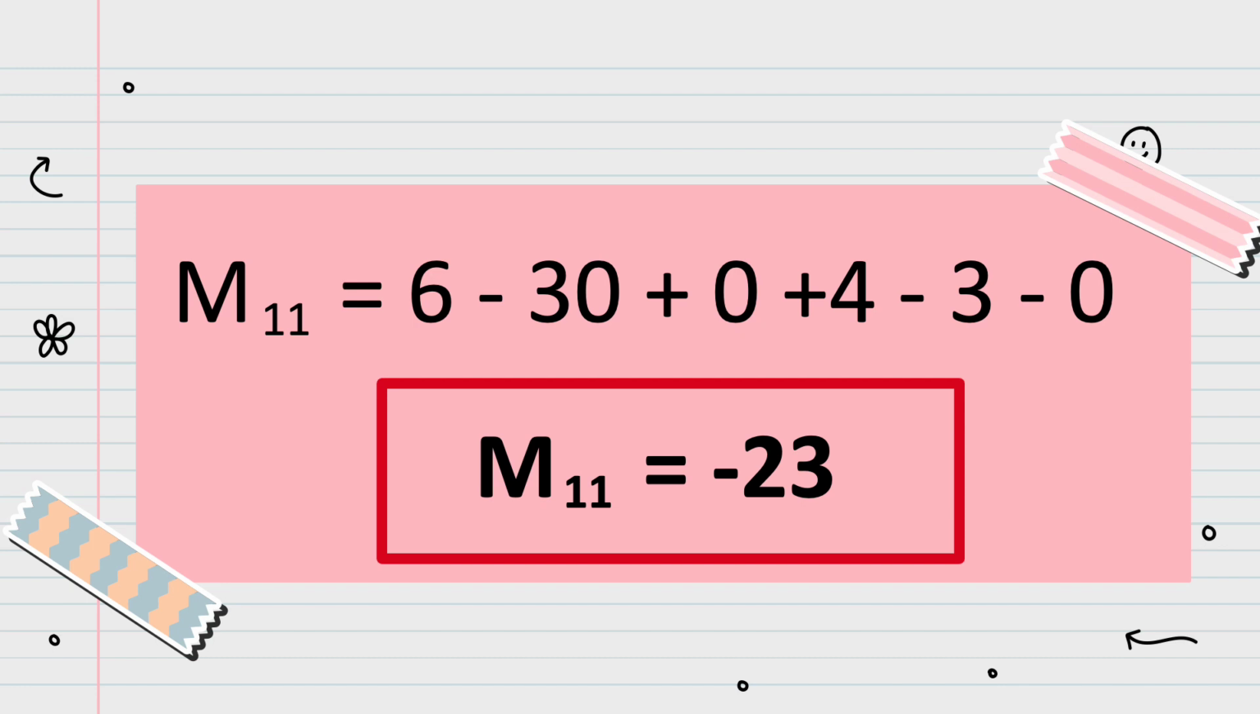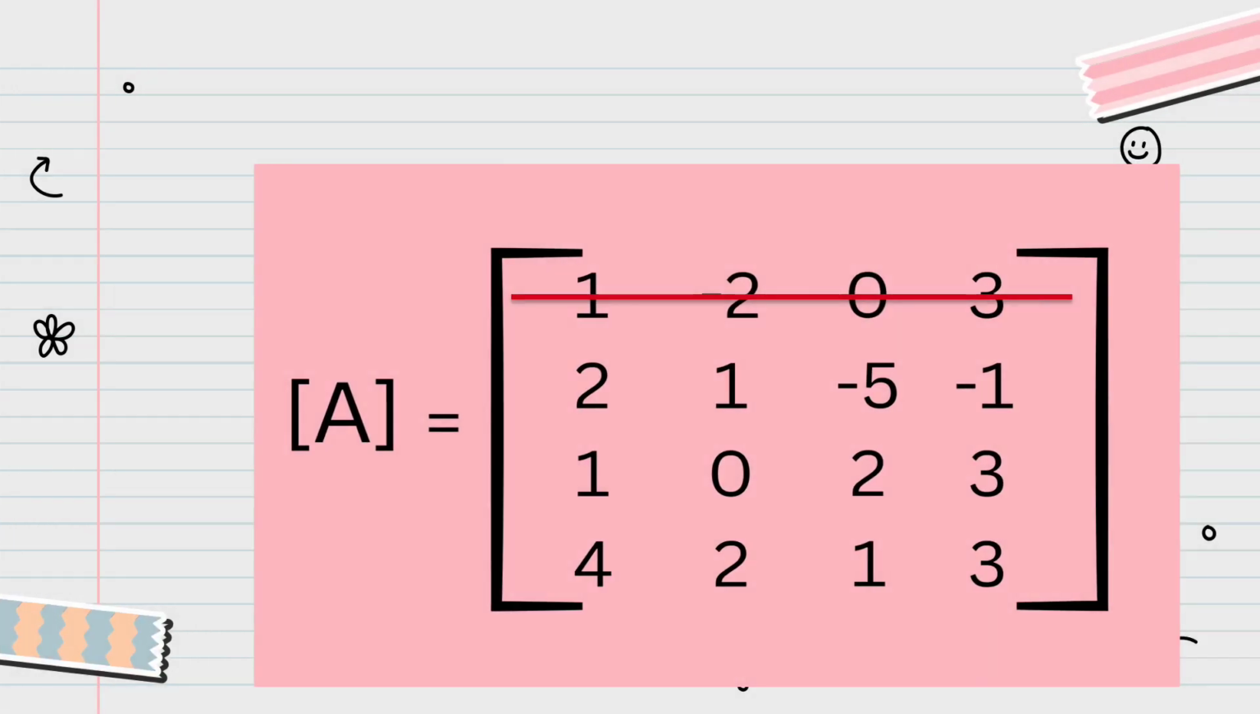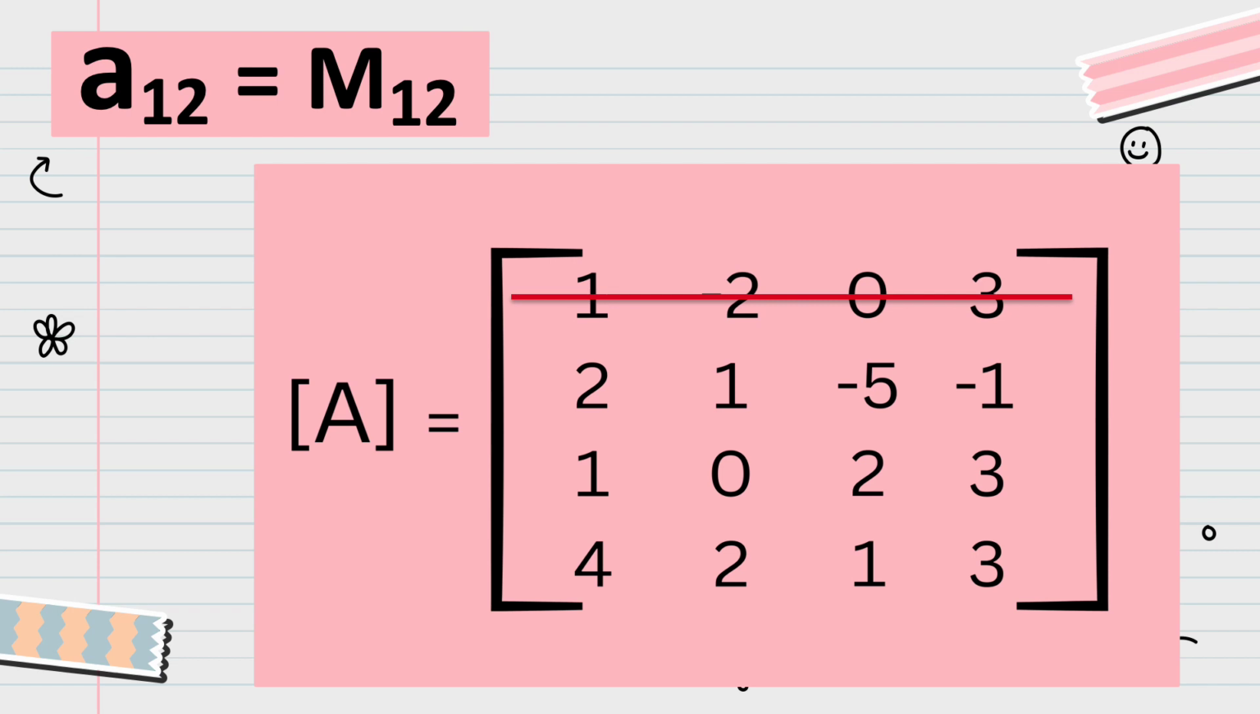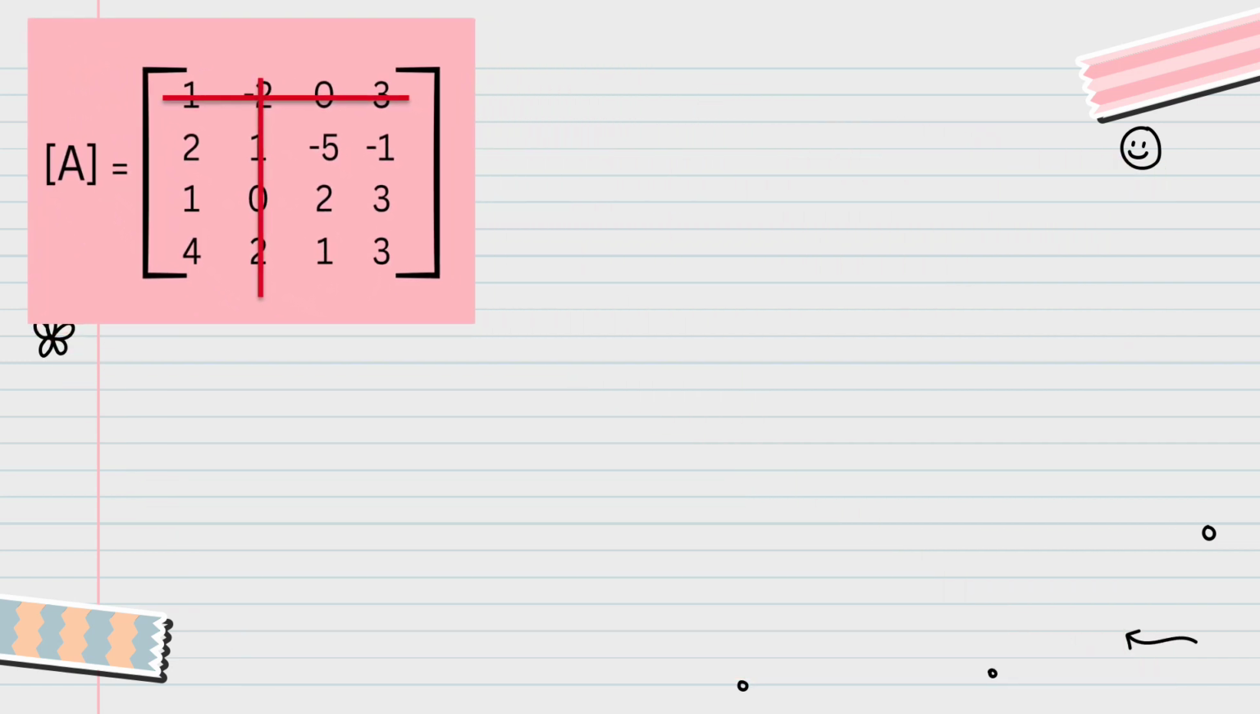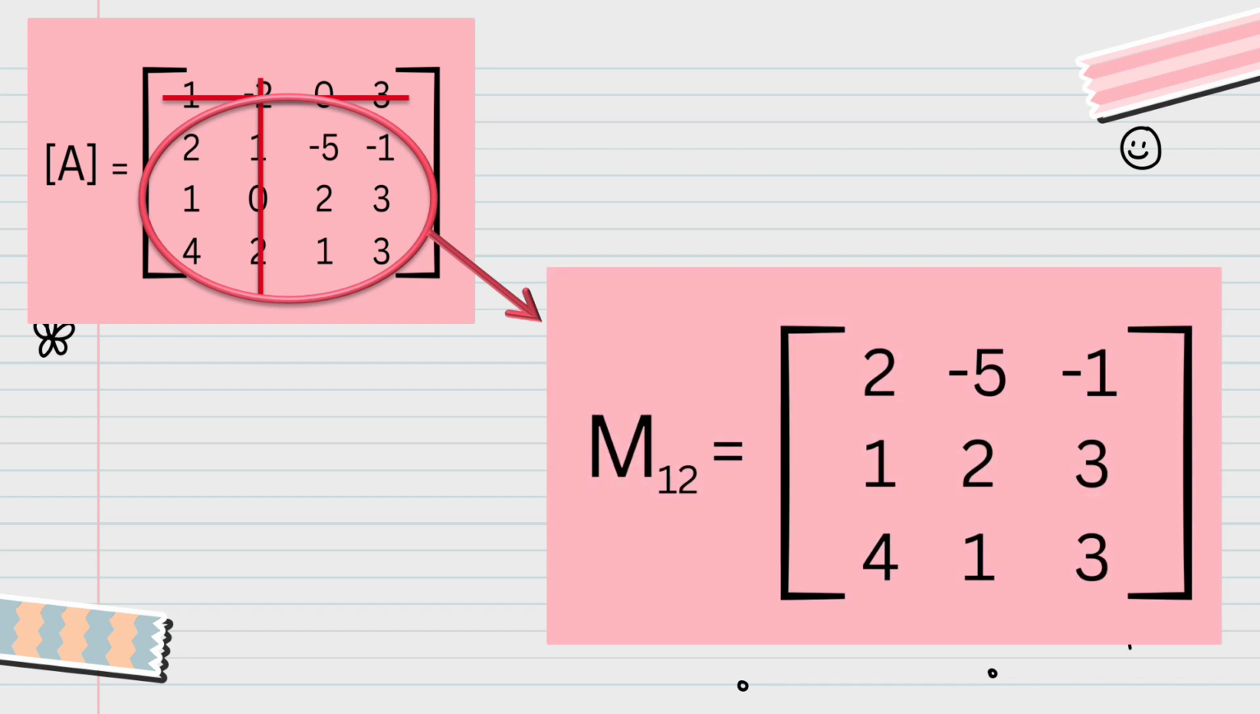And to find the values for M12, M13, and M14, it is just the same method as what we do in finding the value for M11. So again, A12 is equal to M12. Since we have already deleted the row 1 earlier, let us now delete the second column. So after crossing out the row 1 and the column 2, all we have left is M12, that is equal to 2, -5, -1, 1, 2, 3, 4, 1, and 3.